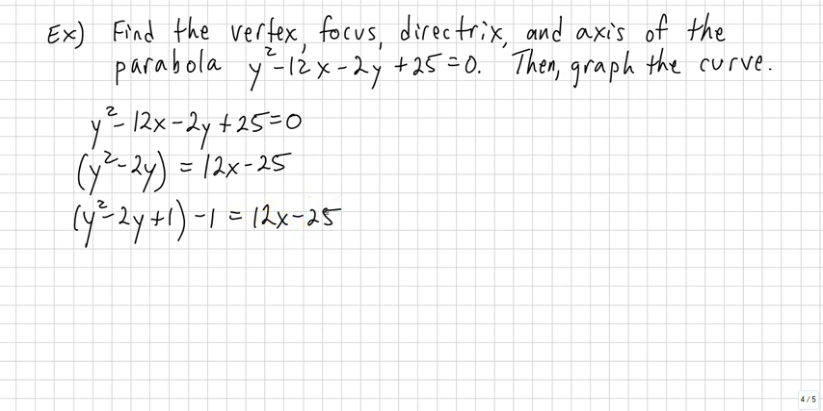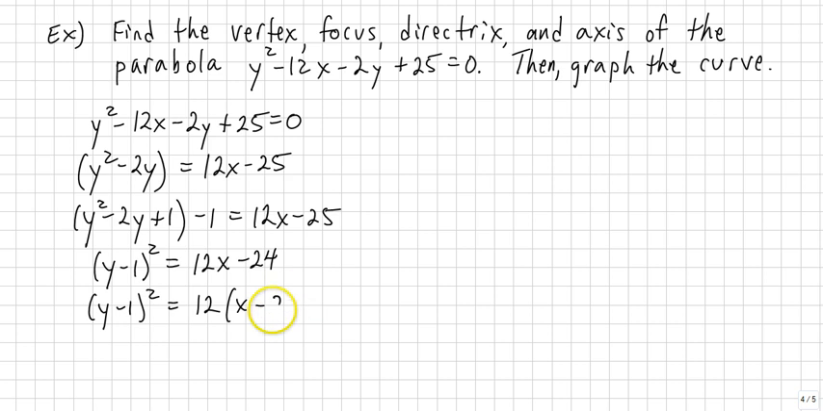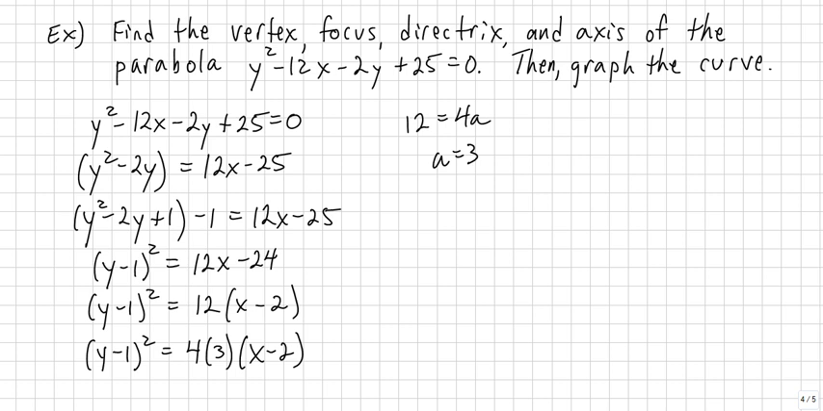And then this is now a perfect square trinomial, y minus 1 squared. We'll add the 1 to the other side to get negative 24. And then we'll factor out 12. So basically 12 equals 4a. We want that to be 4a, so a must have been 3. So it'd be 4 times 3 times x minus 2. So we've got everything we would want. We've got h, and we've got k.